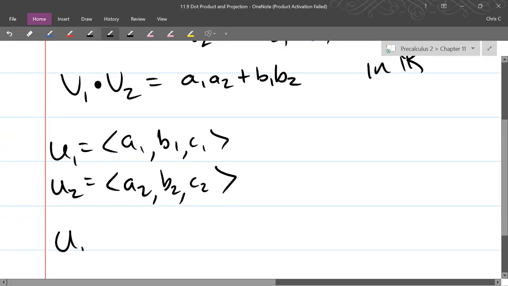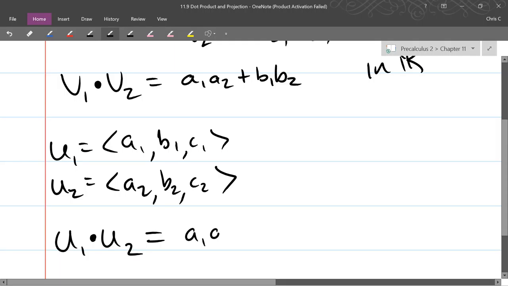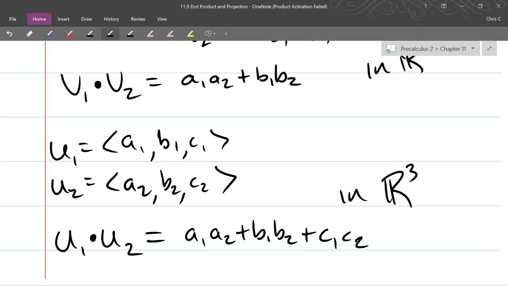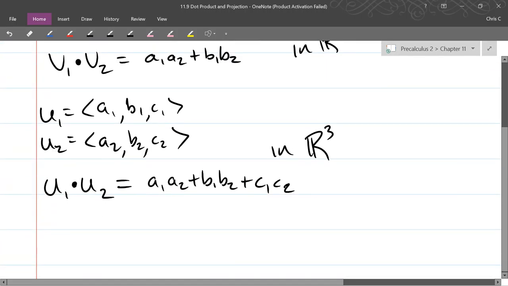All right, dot product. How is this different from the two-dimensional dot product? So we got c's. We're going to do the exact same thing that you think we should do with the c's, which is multiply them and add them at the end. So we got a1a2 plus b1b2 plus c1c2. And this is in three dimensions. You can probably see what happens in four dimensions, hopefully. The exact same thing that you expect happens in four dimensions. So that is the definition of the dot product.